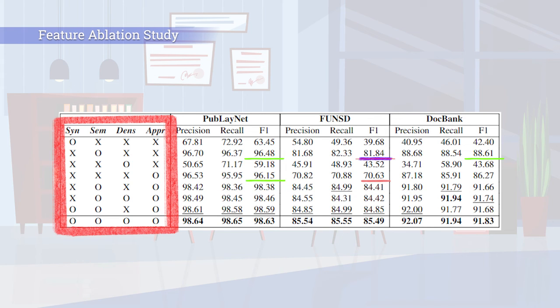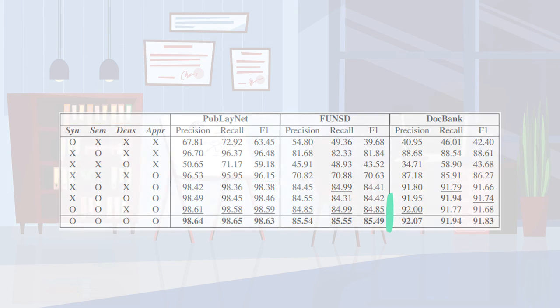Though the semantic and appearance features seem to dominate the model's performance in the DLA task, the syntactic and density features also positively contribute to the performance. We can see that the performances on all three datasets have improved after adding syntactic and density features, which proves that the utilization of both density features and syntactic features is effective for performance improvement in the DLA task.